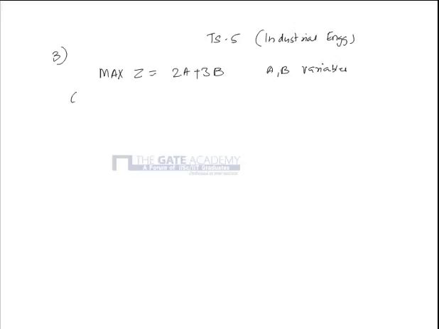Let's discuss question number 3 from test 5, which is from industrial engineering, the operation control part. We need to maximize a function given as z equals 2a plus 3b, where a and b are the variables, and the constraints given are a plus b less than or equal to 10, 4a plus 6b less than or equal to 30, 2a plus b less than or equal to 17, and a and b are all positive.